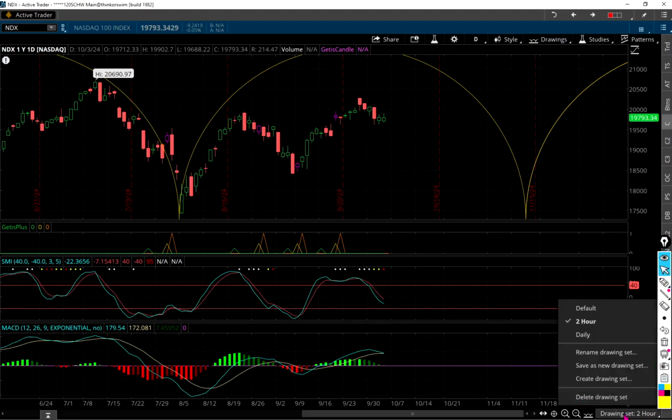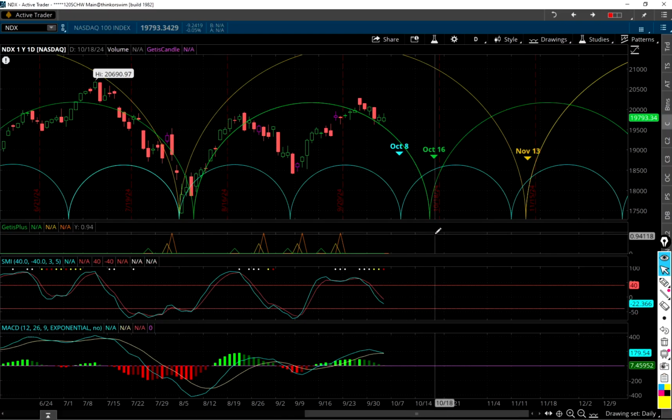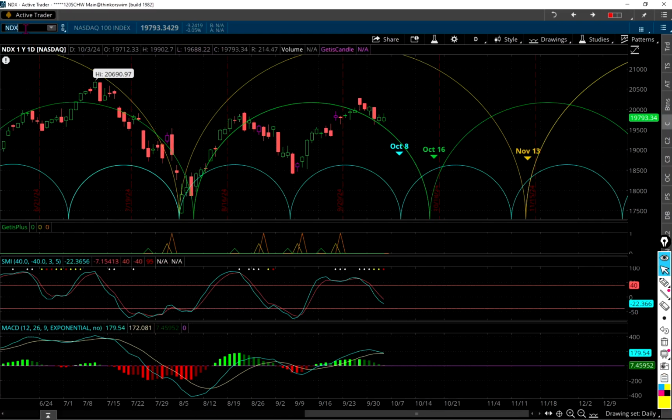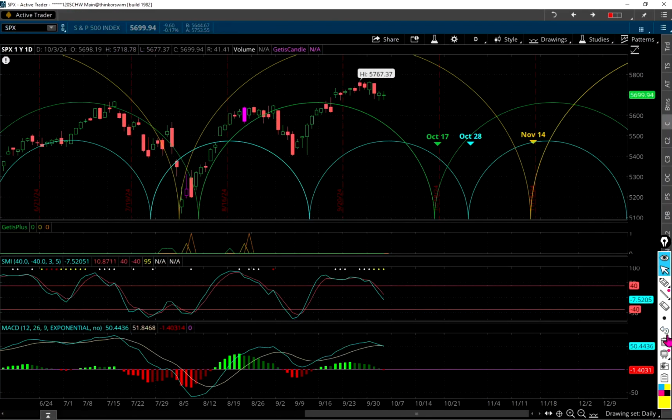Okay, let me get the daily chart up here. October 8th, October 16th. I think there's more decline coming here in the NASDAQ. Okay, we already kind of looked at SPX, but we'll do the daily chart SPX. Barely an up day, like barely. 98, closed at 99. We'll call that a doji. So a very flat day. There's your cycle low, October 17th, October 28th.